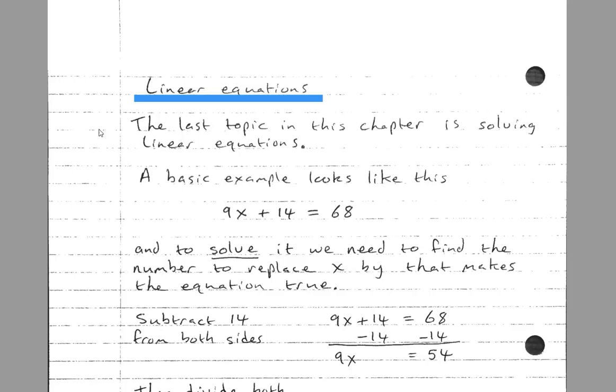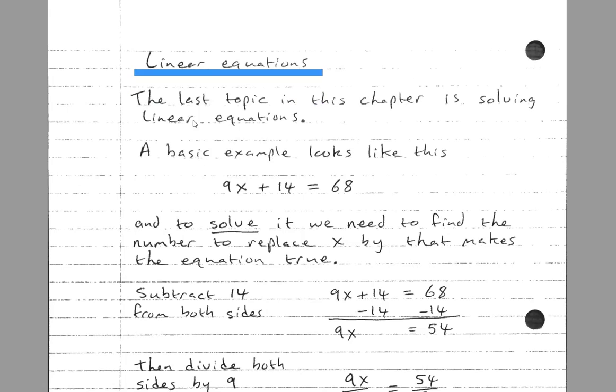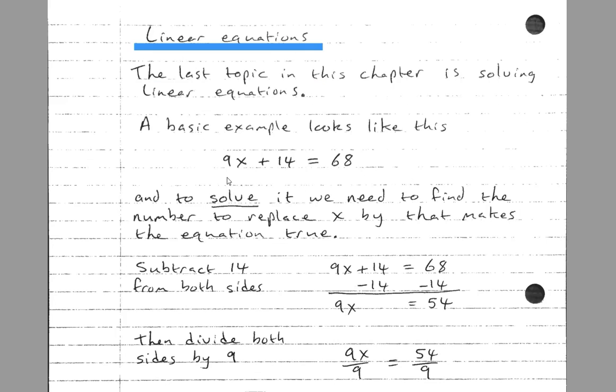All right, then the second topic in this chapter is solving linear equations. These are the simplest types of equations. The basic example looks like this: 9x plus 14 equals 68. And to solve it, what does solving mean? It means we're looking for what number we can put in for x to get a true equation, to have the left side equal the right side.